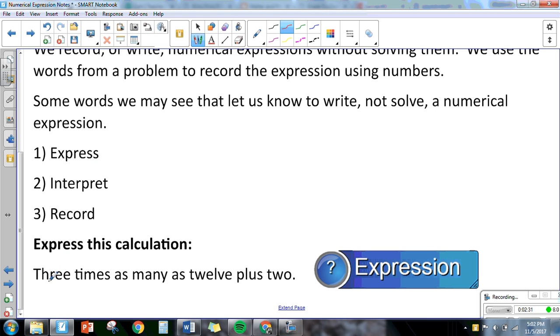And if I see the word 3, I can write it as 3 times as many as 12 plus 2. Well, 12 is a number word, and above it, I can write in 12.